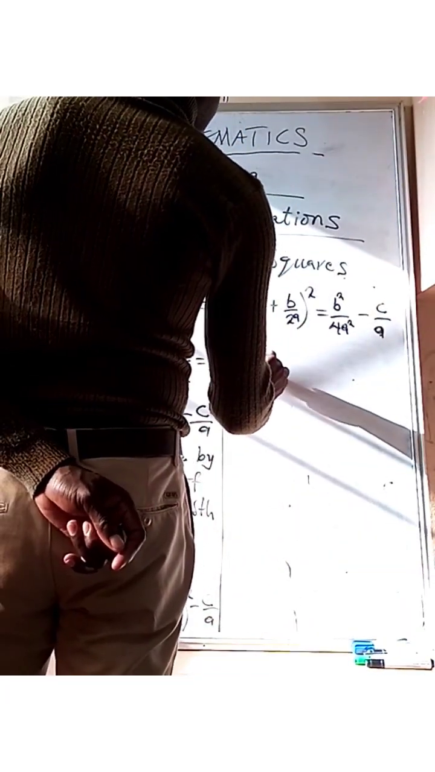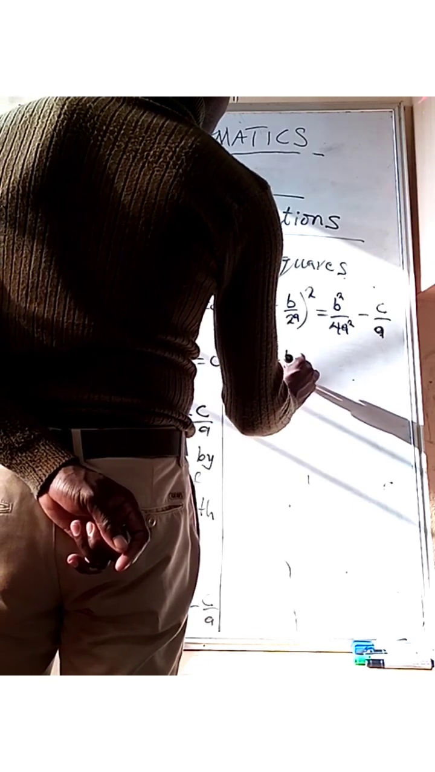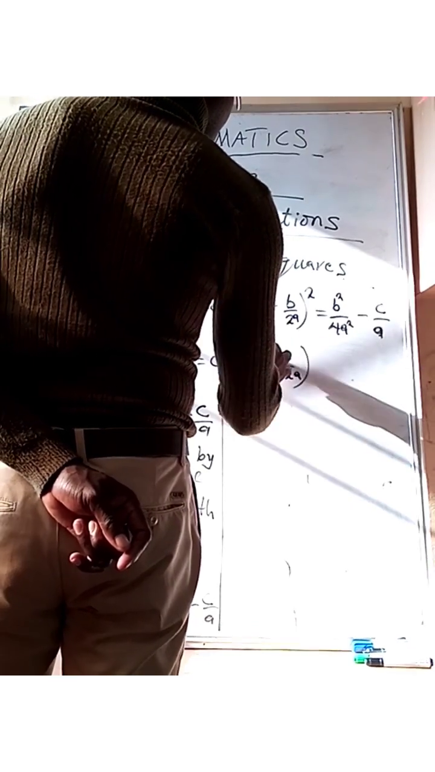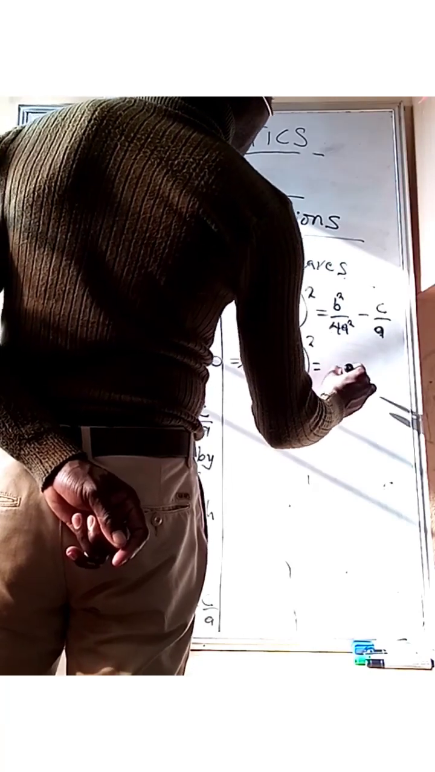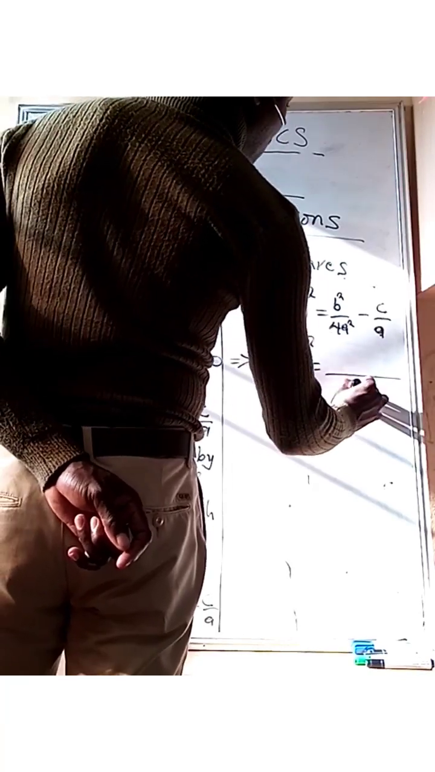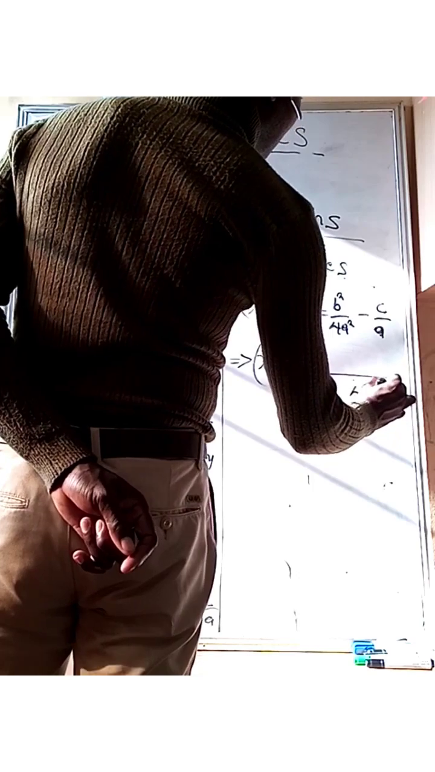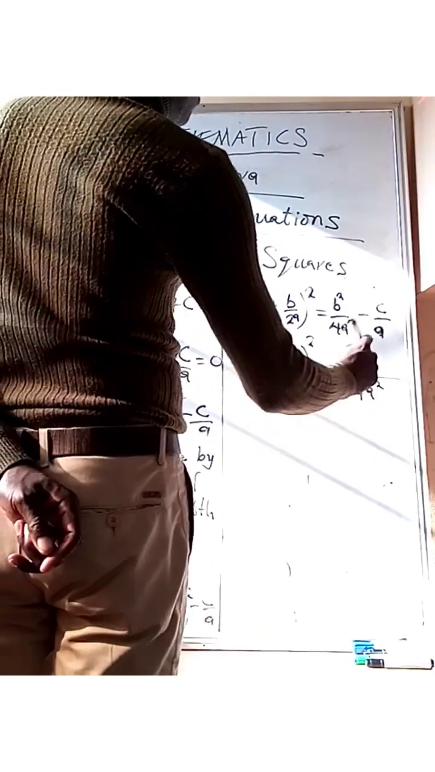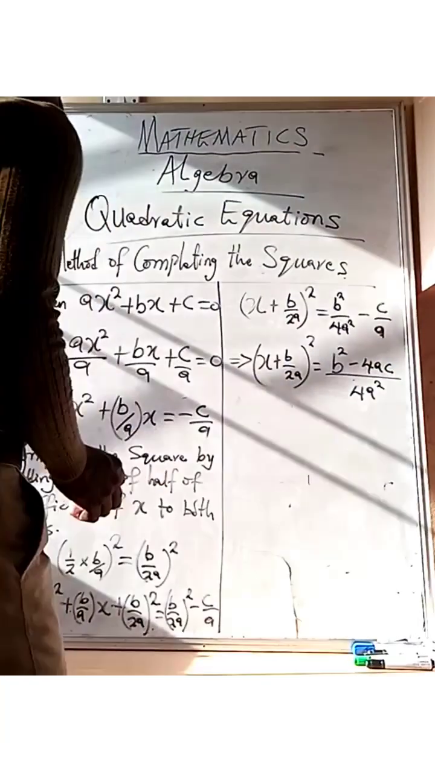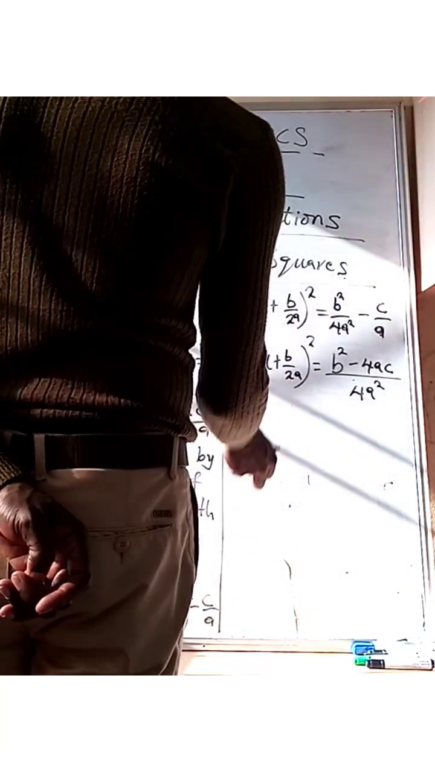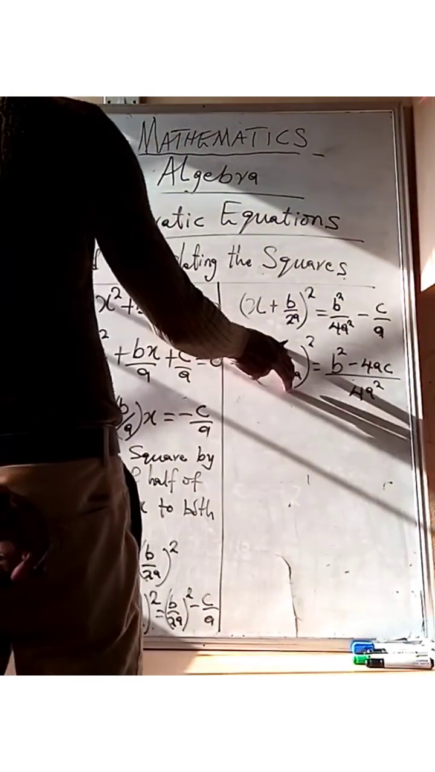It implies x plus b over 2a all squared is equal to, the LCM on the right hand side will be 4a squared, and 4a squared into this will give us 1. 1 times b squared will be b squared. Negative a will go here, 4a times this will be 4ac. So at this point we have a single fraction on the right hand side.